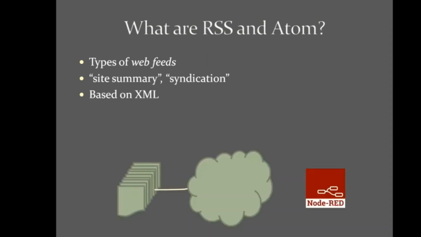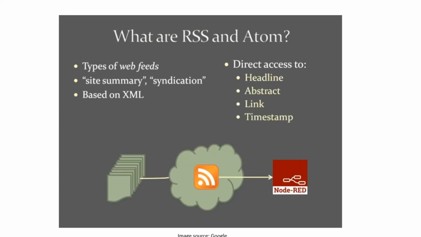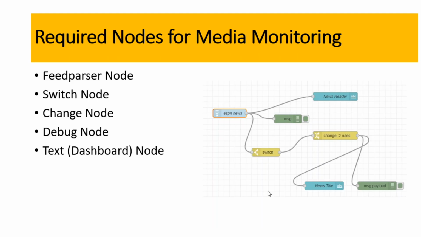So what are RSS and Atom? As I discussed earlier, RSS is a type of web feed. It's a site summary or syndication, and basically it is based on XML. It provides direct access to the headline. It can be an abstract, a link or a timestamp. So we are going to retrieve the data through RSS and put it in Node-RED. This is what we are going to do now.